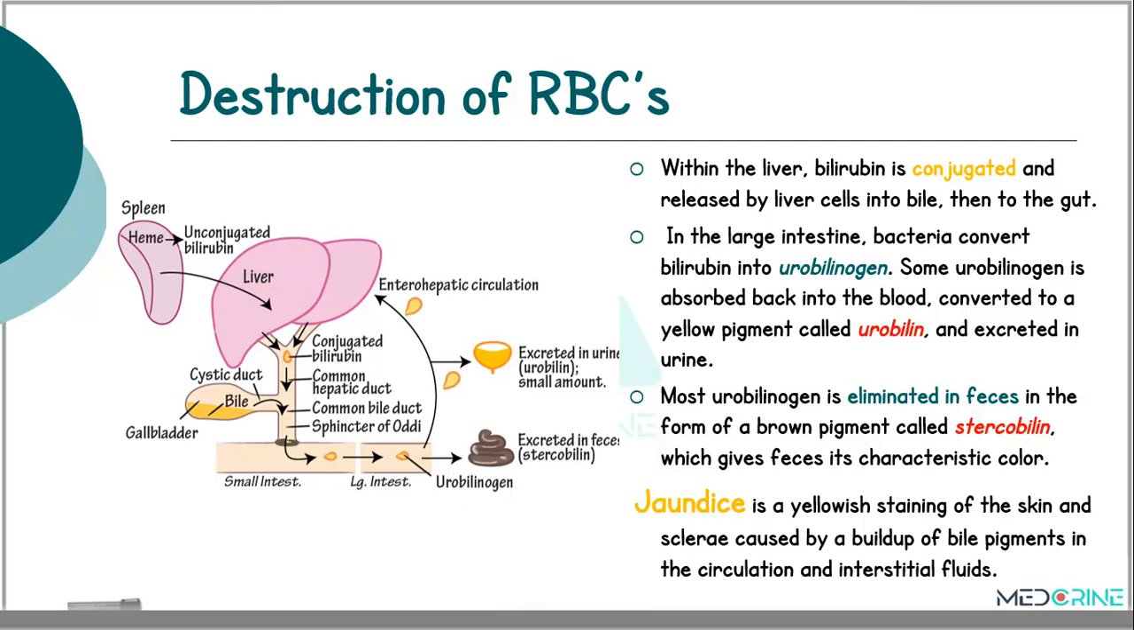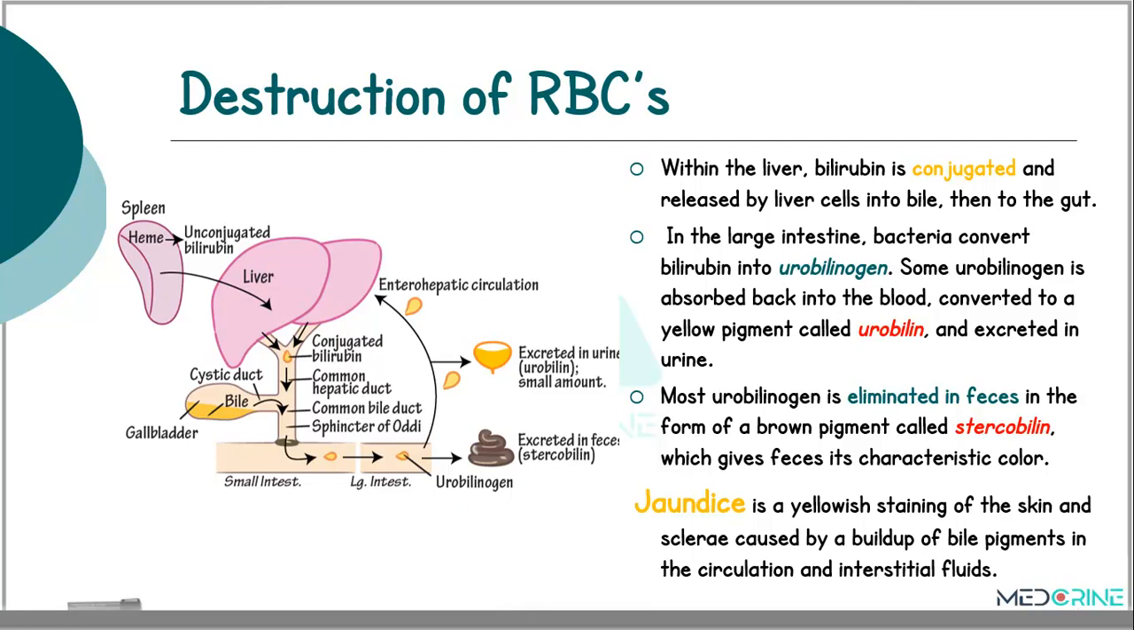Within the liver, bilirubin is conjugated and released by the liver cells into bile. Then these bile components are deposited into the gastrointestinal tract, the small intestine, and then into the large intestine. Within the large intestine, the bacteria there convert the bilirubin into what's known as urobilinogen, and some urobilinogen is then absorbed back into the blood, and some is converted to the yellow pigment known as urobilin. This urobilin is what we find excreted in urine.